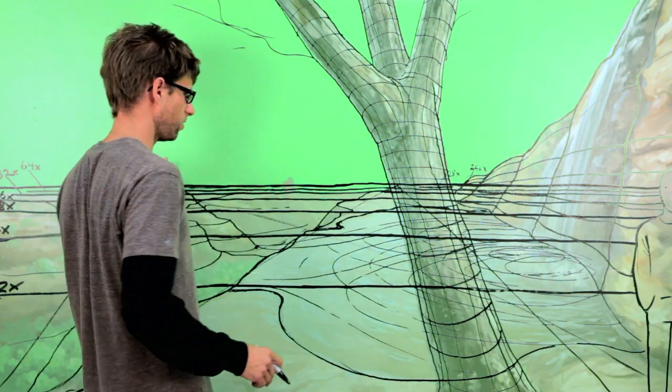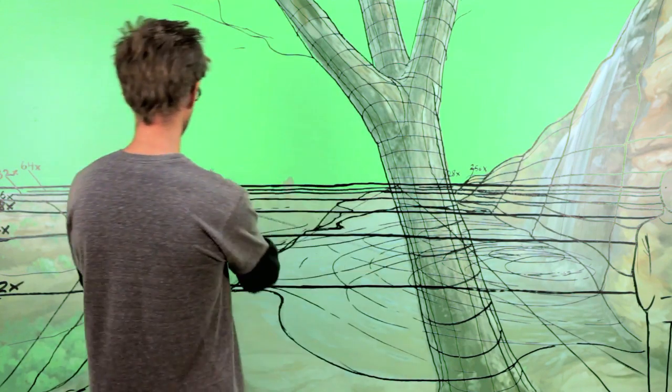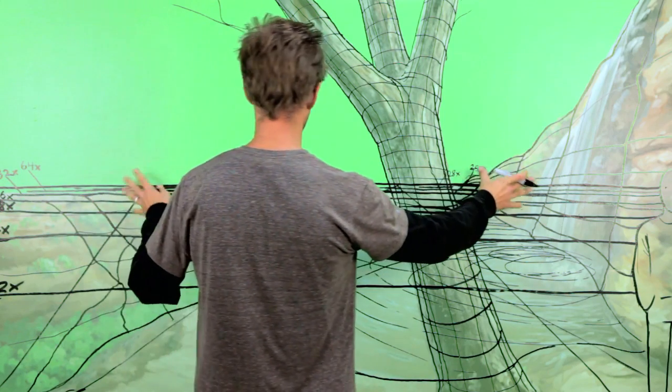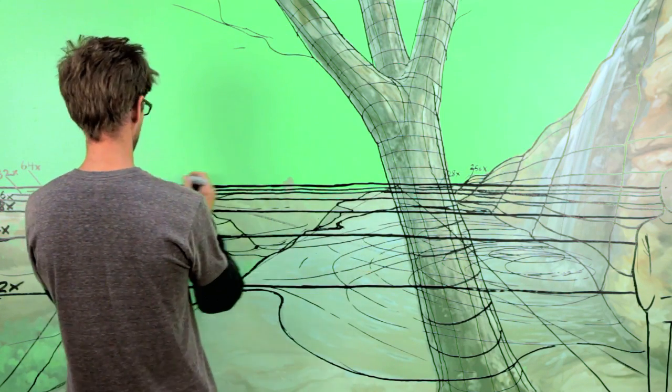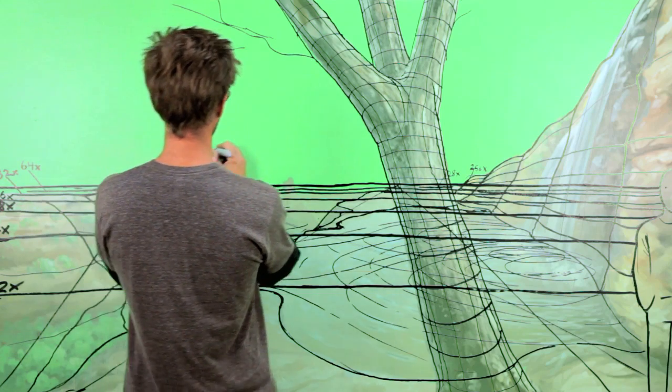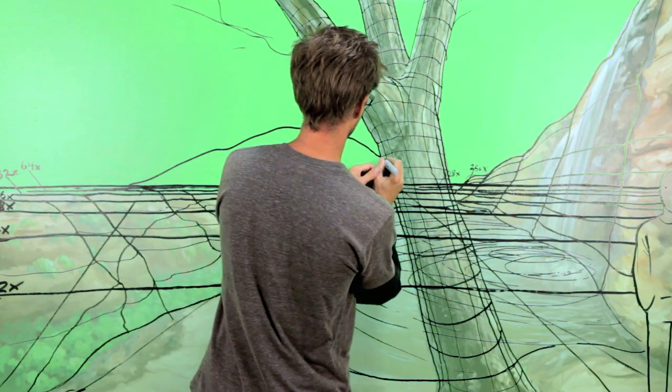Okay, now I want to do my distant background here. So I'm just going to put some hills right on the horizon. So let's just put some things in here. I don't know where they are. Maybe we just have one kind of going like this.